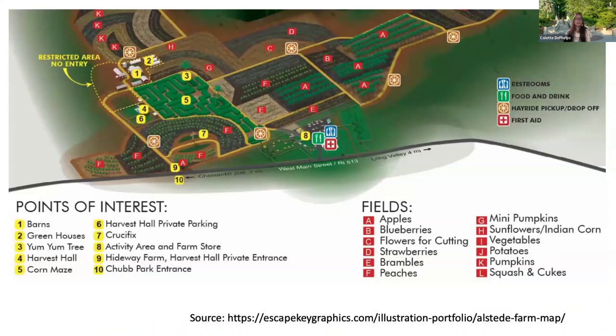And then consider evolving your map into something that is directly related to your agritourism enterprise and includes directions to not only points of interest on your farm, places that people can go, but also where's first aid, where are the restroom facilities, where are the pickup and drop off points. So you can evolve your assessment map into your event map.